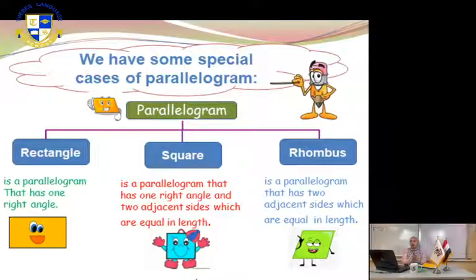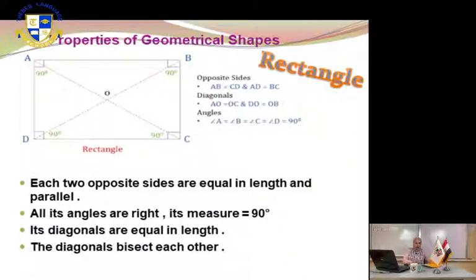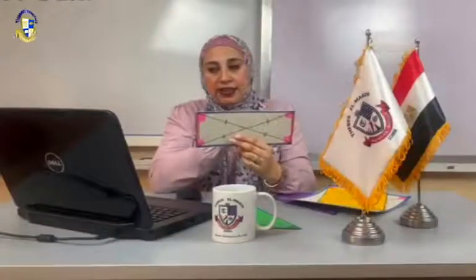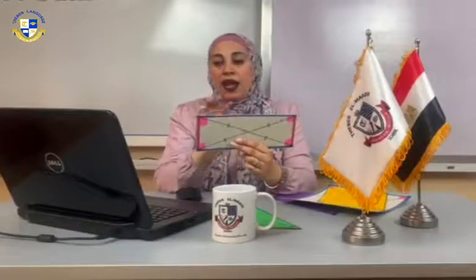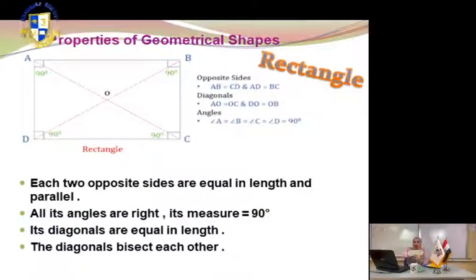Now we will talk about the properties of the rectangle. The rectangle has all the properties of the parallelogram, and I'll add other properties. Each two opposite sides are equal in length and parallel to each other. All the angles are right angles, which means they equal 90 degrees. The diagonals are equal in length.